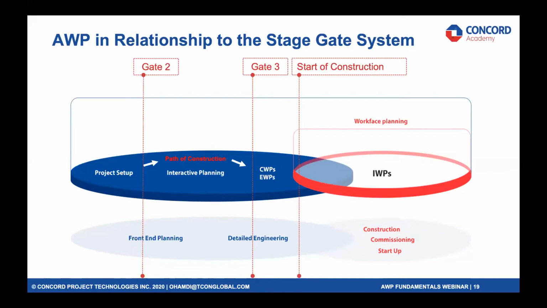Now, let me tell you this. We receive a lot of requests sometimes when people come and say, I want to implement advanced work packaging. We ask them, what stage are you? They say, we started detailed engineering already. We don't think that's the right place to start advanced work packaging. It's too late. It is really important, in identifying your pilots and moving forward so that you can upgrade your systems and become more predictable, that you start the advanced work packaging system in phase 3, where you start delivering the path of construction.